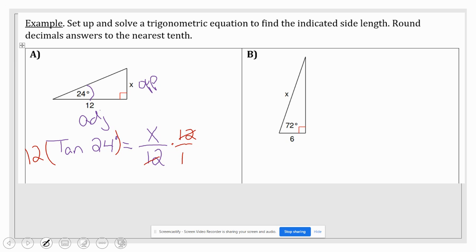And then in our calculator, we're going to type exactly what we see. 12, parentheses, hit the tangent button, 24, close both parentheses, and hit enter. So the length of x, it says rounding to the nearest tenth, so that would be about 5.3.